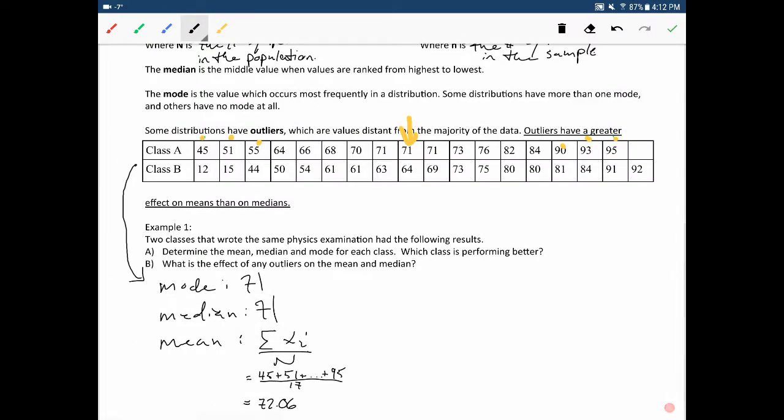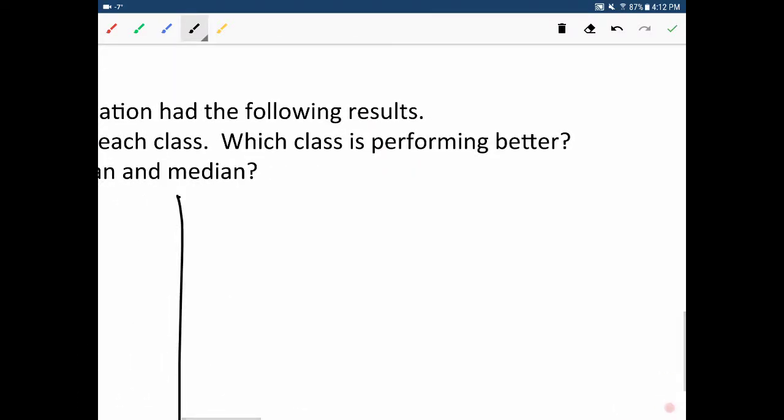All right, so let's go look at class B. And for class B, we'll start with the mode.